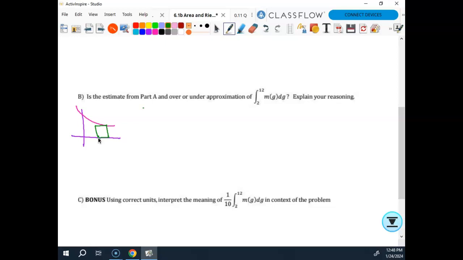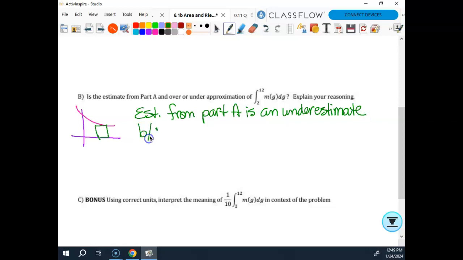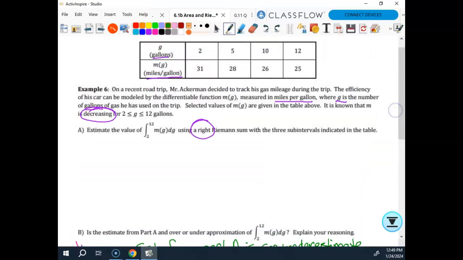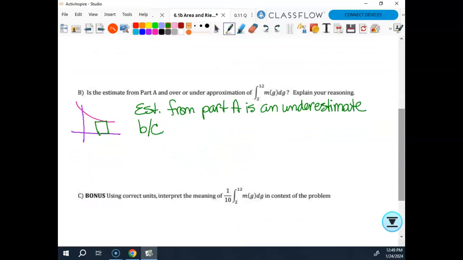So we can say the estimate from part A is an underestimate. And then you got to make sure your because is for the right reason. Because, all right, now what was the name of the function? This was m of g. It's because whatever this function is, m of g is decreasing.